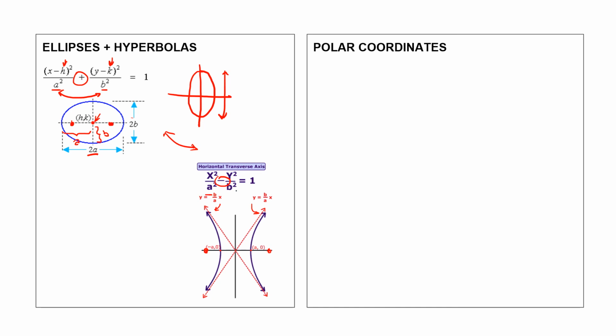Now to get our a and b values, what we'd have to do is draw a line from this point on the hyperbola to the asymptote, and this creates a rectangle or a box. And then this would be our a value, and this would be our b value.